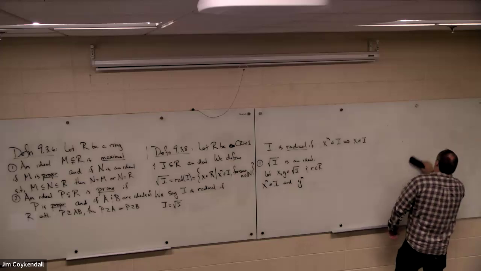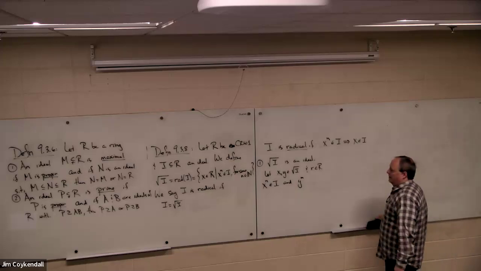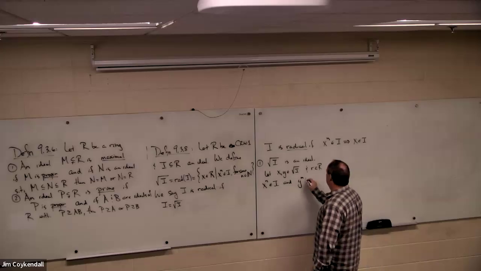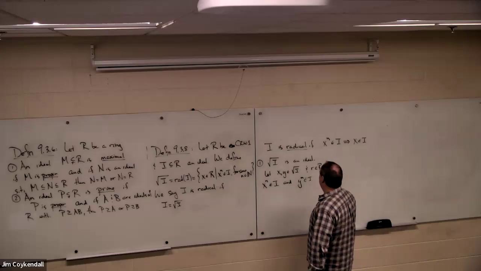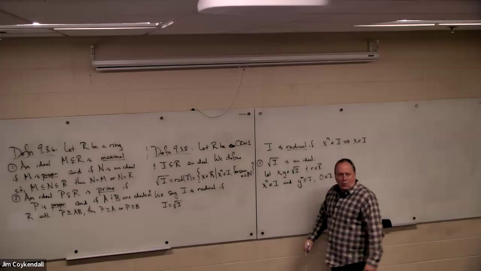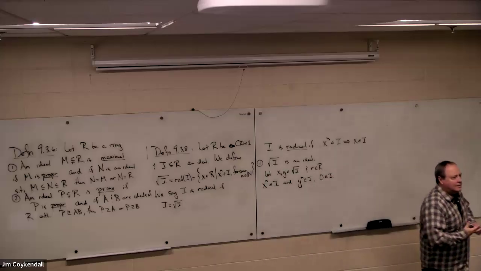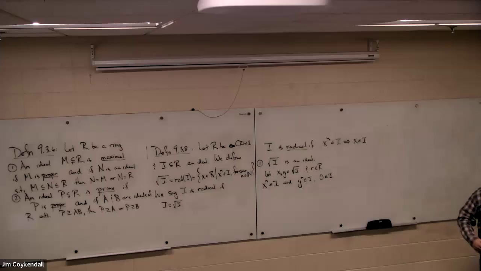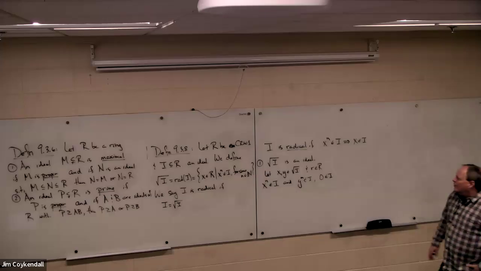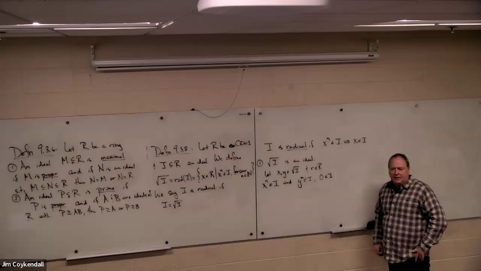Now here's the tricky part. Notice that of course 0 is in I, right? In fact, everything in I is already in the radical of I because that to the first power is in I, right? Okay, I'm going to take this apart bit by bit. Let's use the subgroup criteria. We know that 0 is in I, so it's not the empty set.